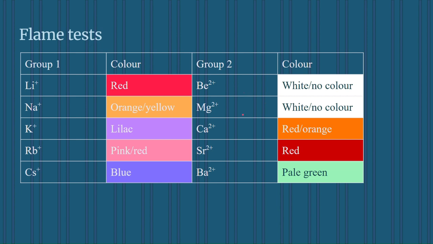And beryllium and magnesium, they like to say they have no colour, but actually they're white. The reason for that is because the colour produced is outside the visible light spectrum, so you can't see it, but you would just see it as white. It's not like it's actually colourless.